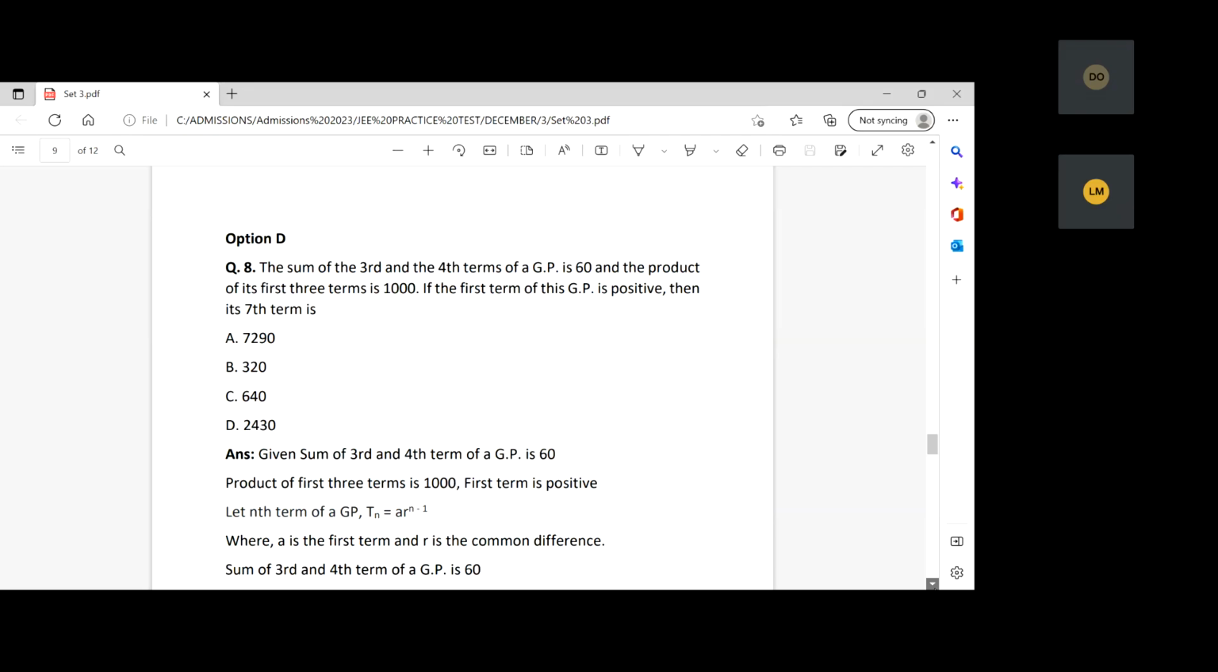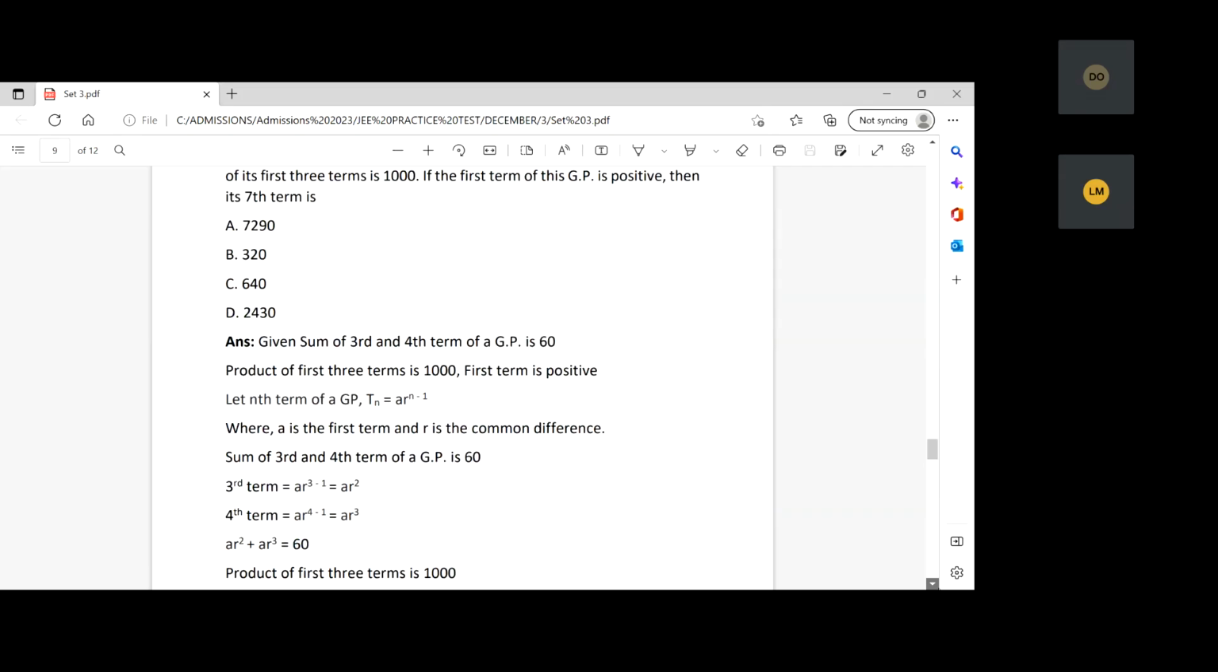What I have just written is what is given in the question. What are the details given? The sum of the third and fourth term is 60. The product of the first three terms is 1000. The first term is positive, that is also given. Then what about the seventh term? The nth term is AR raised to n minus 1. We know that, right? It could be the common difference or it could be the common ratio, R.